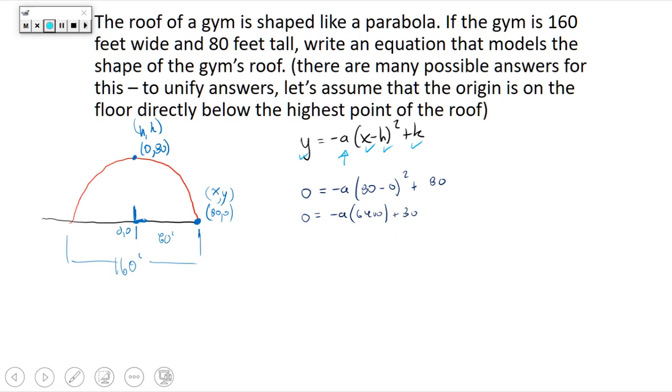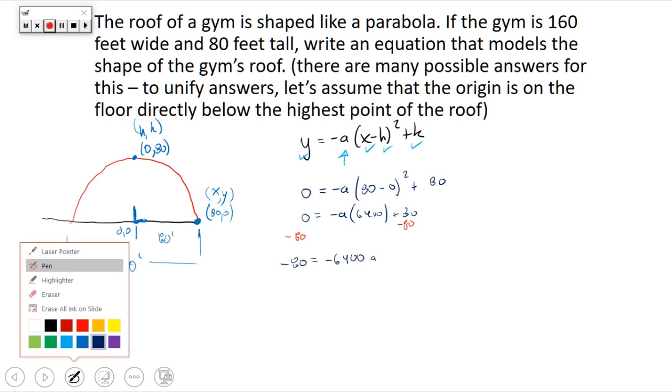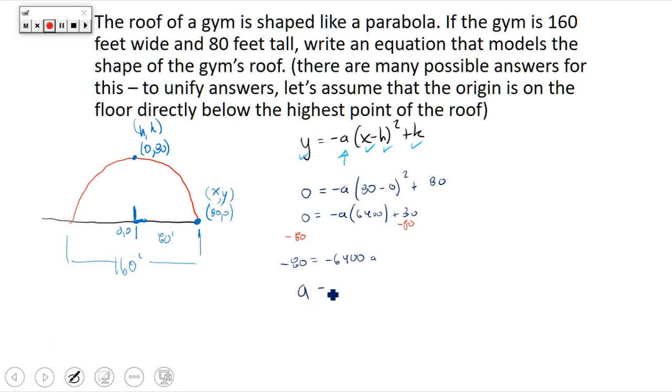Subtract 80 from both sides, and we get negative 80 is equal to negative 6,400a. So let's clean this up. a is going to be 1/80th, right? I think, isn't it? I literally just did 80 times 80 in a calculator.